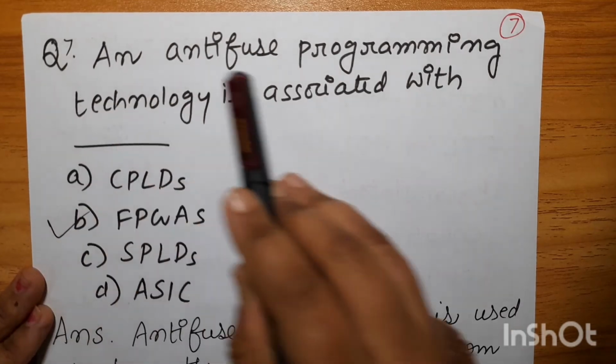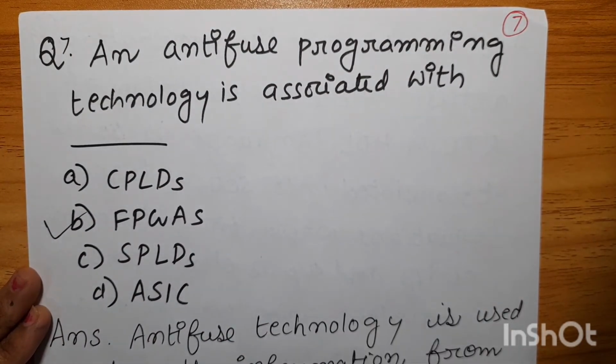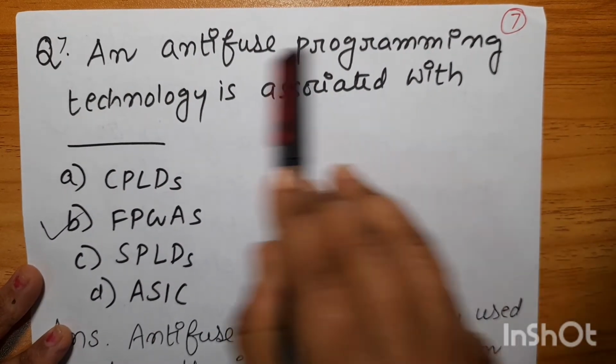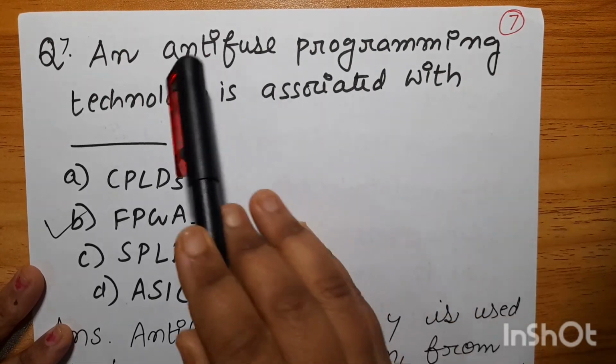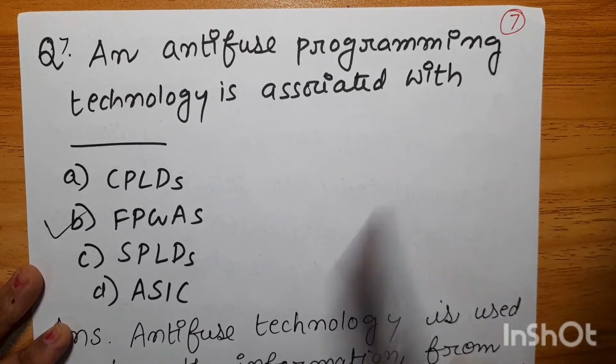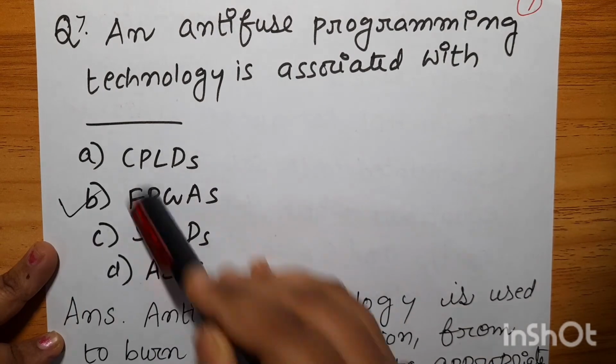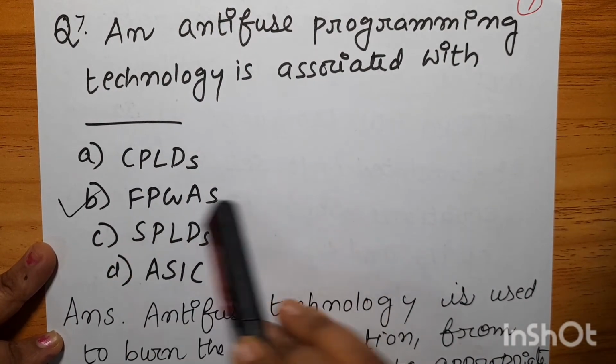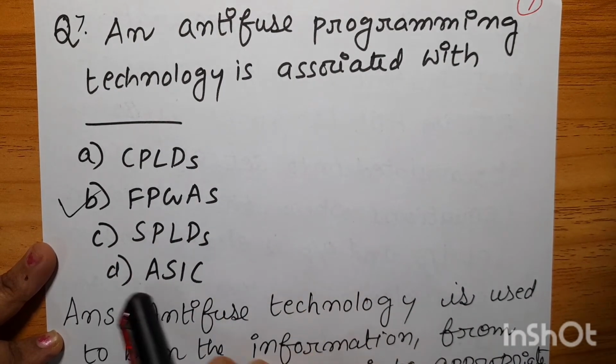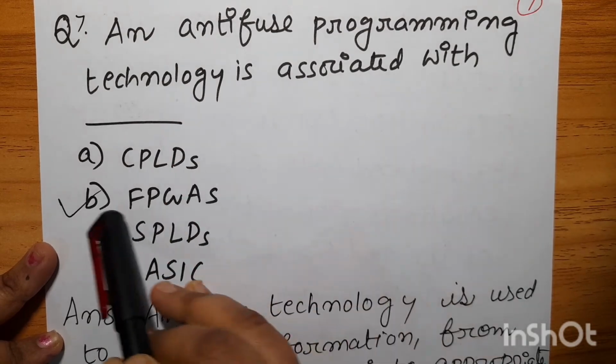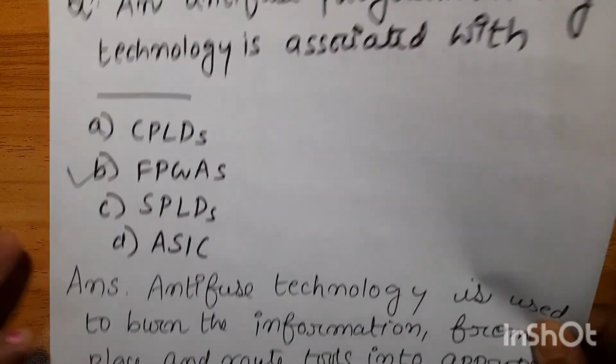Number 7. An anti-fuse programming technology is associated with which of these four? A. CPLDs, B. FPGAs, C. SPLDs, and D. ASIC. So, it is associated with FPGAs.